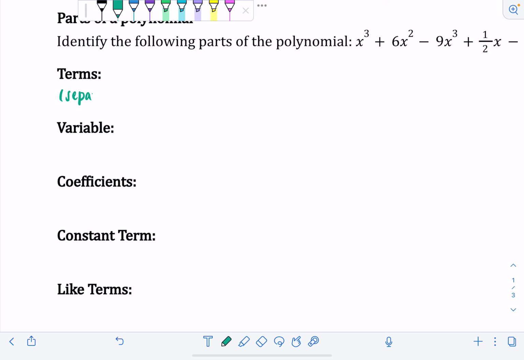So for terms separated by plus and minus.